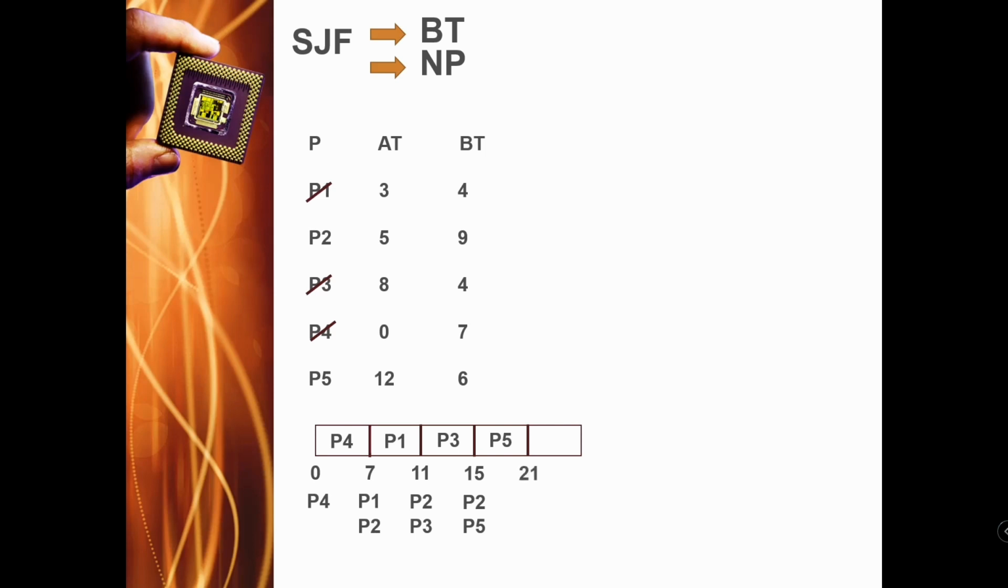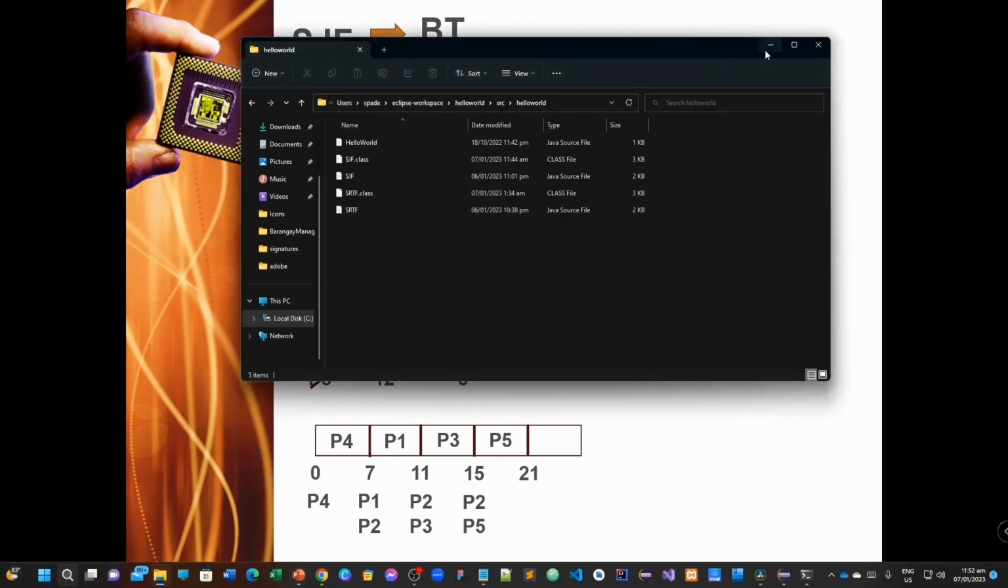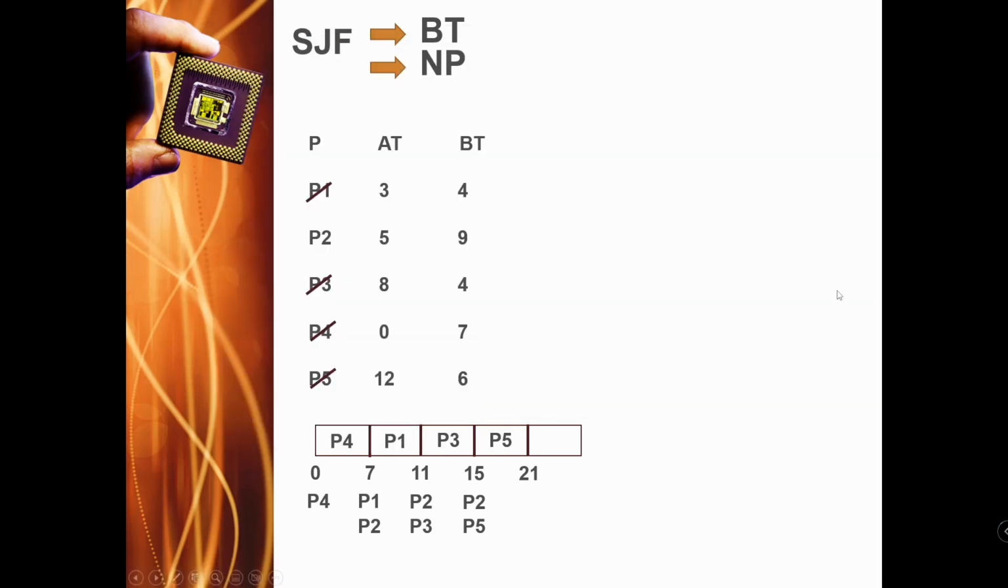And then, add lang ulit natin yung end time niya. So, from 15 plus 6 is equals to time 21. And then, lastly, syempre, may iwan na lang is si P2. So, siya na yung last na mapaprocess. And add lang natin yung burst time niya. So, 9 plus 21. So, ang end time niya is time 30.